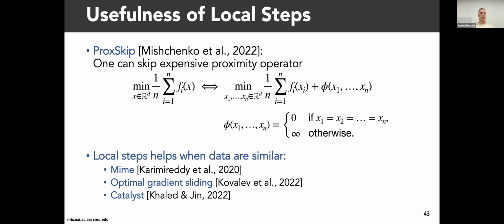And then another line of work shows that when the data are somehow similar, which is a natural assumption, that they are not arbitrarily heterogeneous, then local methods actually benefit from that. There is the MIME algorithm, and then there is another algorithm based on optimal gradient sliding and also catalyst acceleration. All right, so this is for the usefulness of local steps.